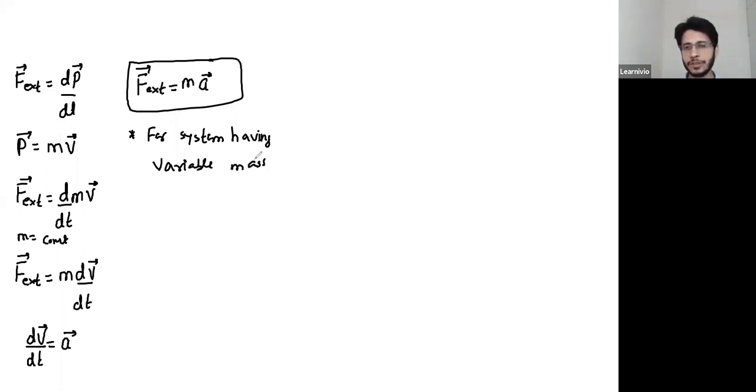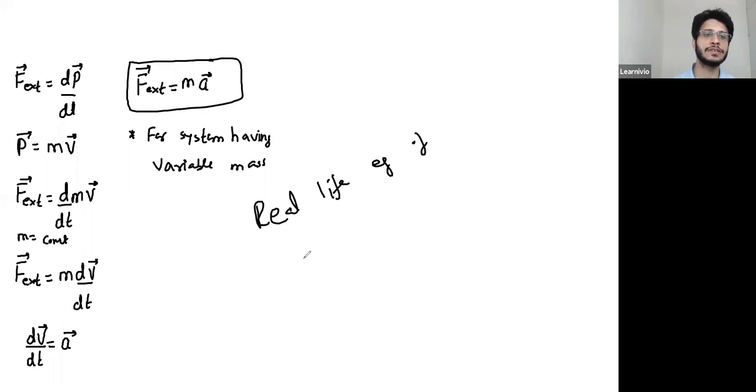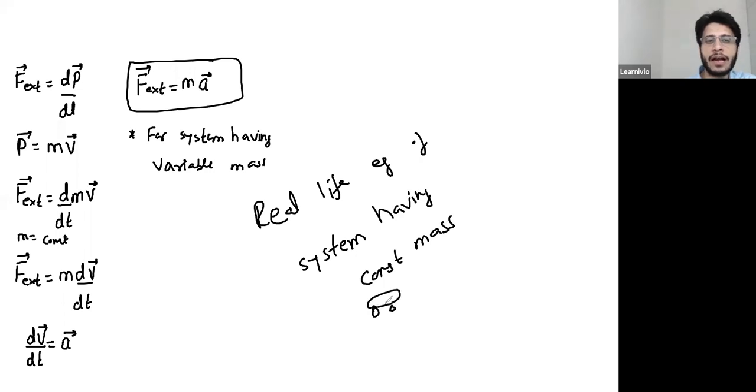So Sania, can you suggest a system having a constant mass? Any example of a system which has a constant mass? Give me a real life example of a system having constant mass. Like you can take a car, force acting on a car, the car has a constant mass. You can take a truck, this truck has a constant mass. You can take this pen as a system. The mass of the pen does not change. The majority of the systems that you encounter are systems having constant mass.